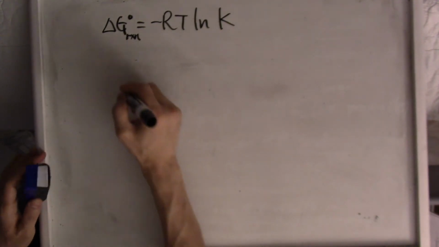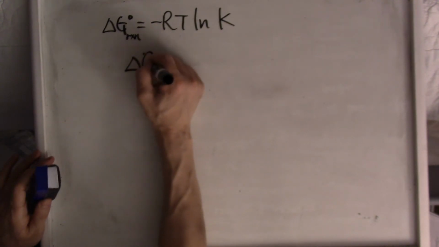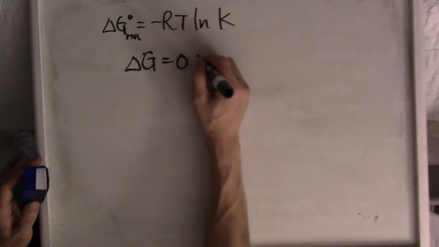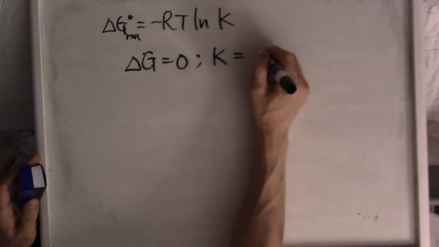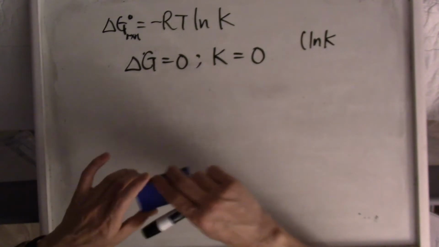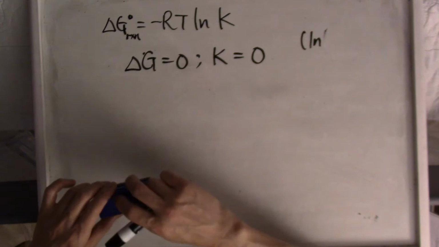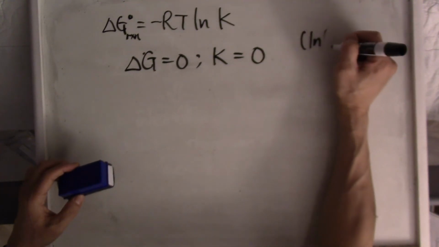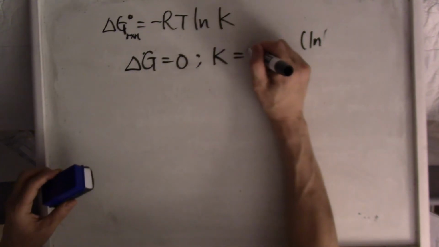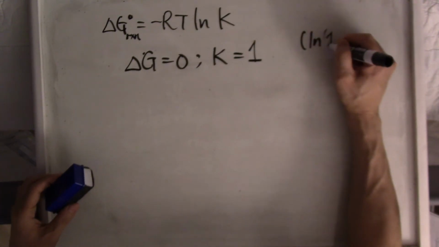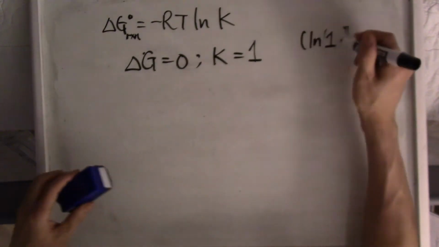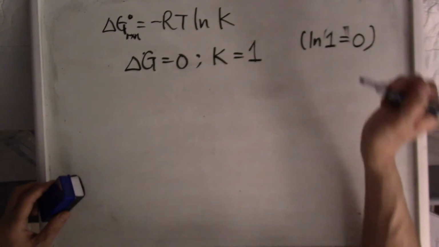But how about K equal to 1, so delta G is equal to 0, let's say? Remember, the natural log of K, if the equilibrium constant is equal to 1, then the natural log of 1 is equal to 0. So keep that in mind.